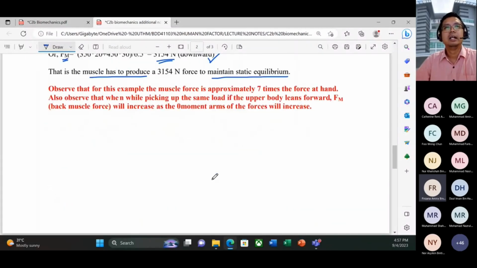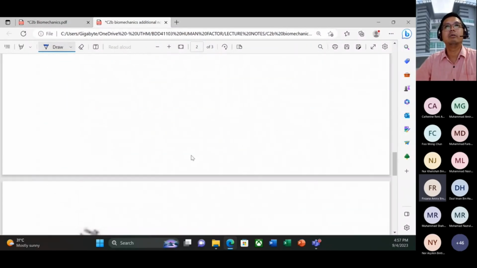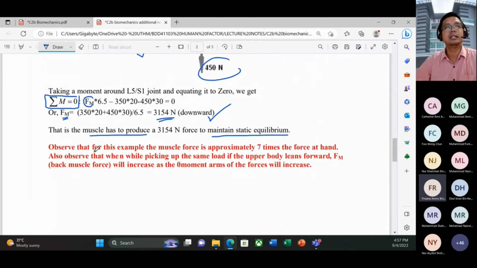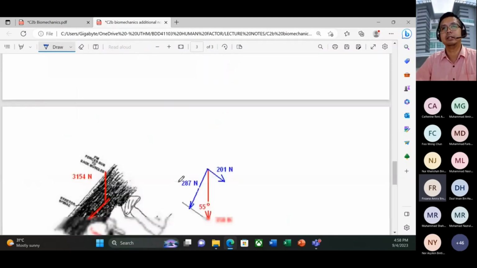Then look at our second thing. Observe that for this example, the muscle force is approximately 7 times the force at the hand. Also observe that when picking up the same load, if the upper body leans forward, the muscle force will be increased as the moment arm of the force will be increased. Yes, correct, in theory.